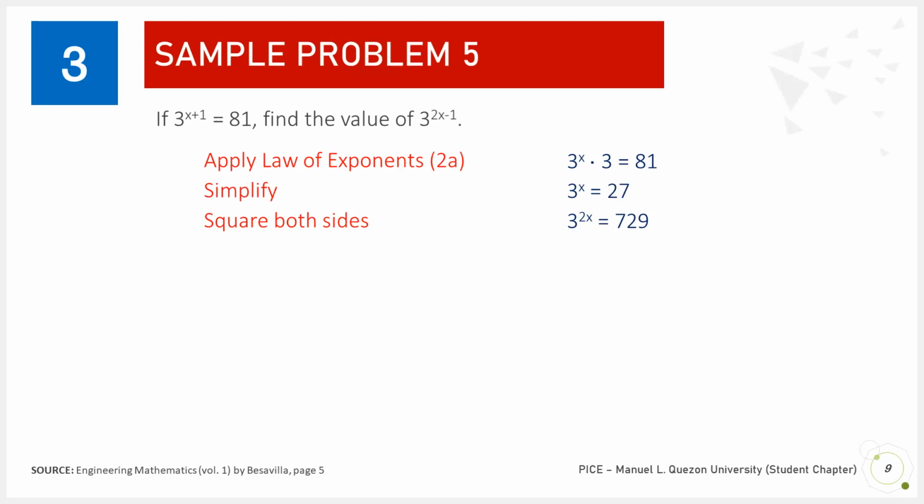We have to take note that our unknown, 3 raised to 2x minus 1, we can transform this into 3 raised to 2x over 3. So, if we have the value of 3 raised to 2x, all we need to get the unknown value is to divide 729 by 3. So, dividing 729 by 3, we have 3 raised to 2x minus 1 is equal to 243.